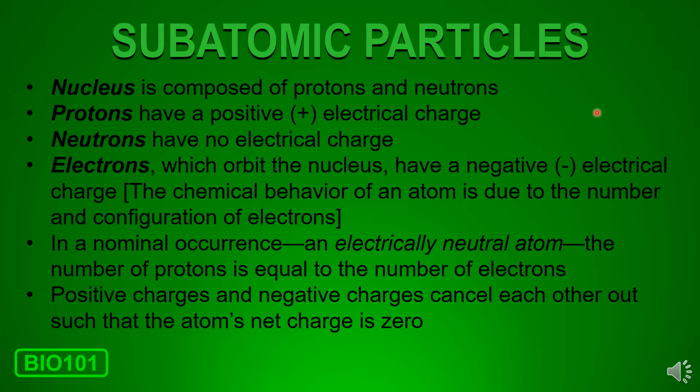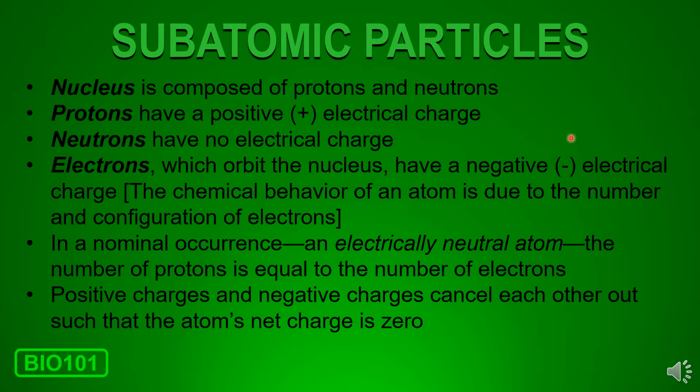So subatomic particles include your protons, neutrons, and electrons. Remember that the nucleus, or the core, is composed of protons and neutrons. What's the difference? Protons have a positive electrical charge, right? That's the pro part of proton, has a positive electrical charge. Neutrons, by definition, are neutral. Therefore, they have 0 or no electrical charge. And on the flip side of the coin from protons, we have electrons. Electrons orbit the nucleus, and they have a negative electrical charge.